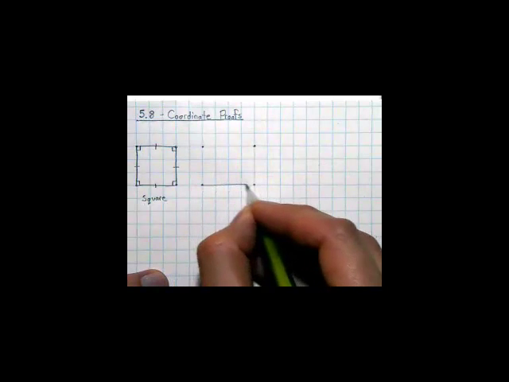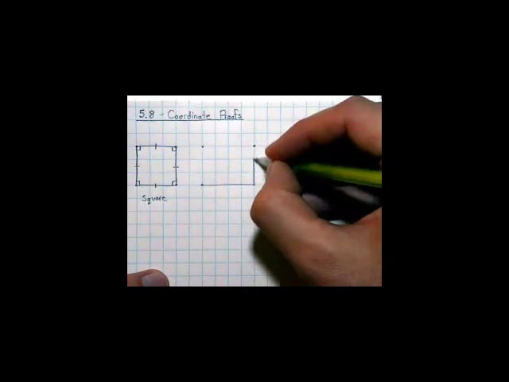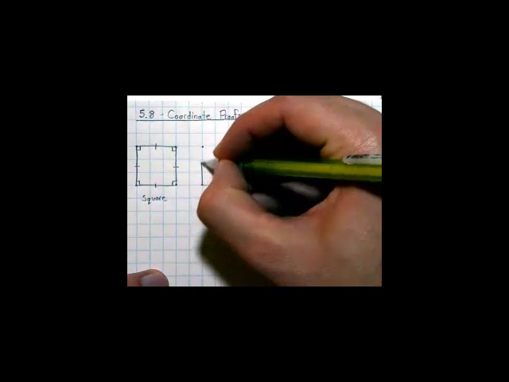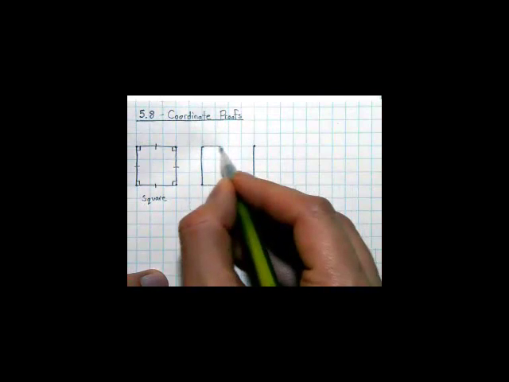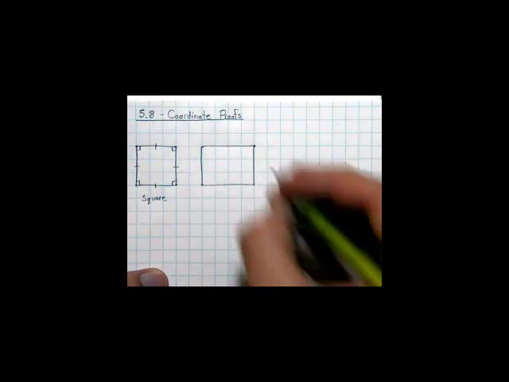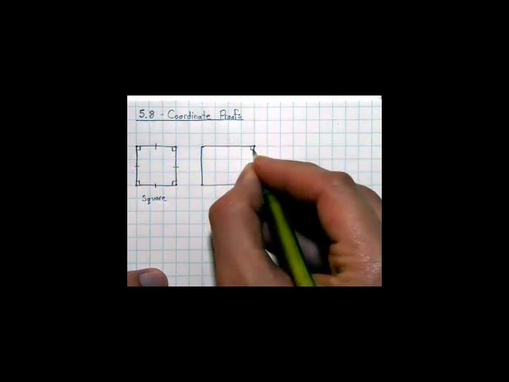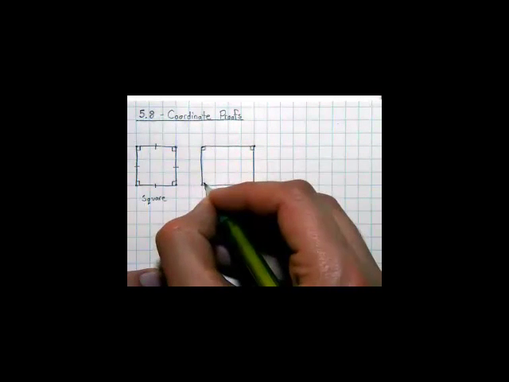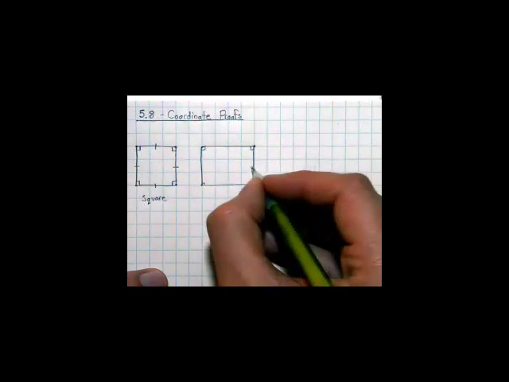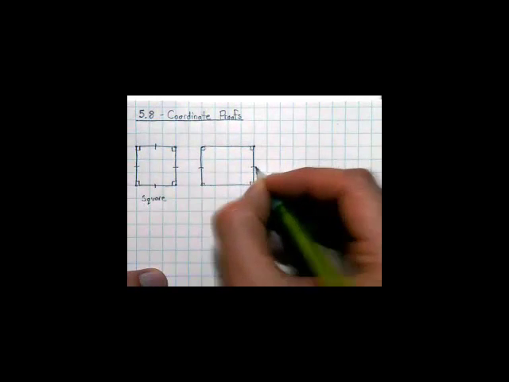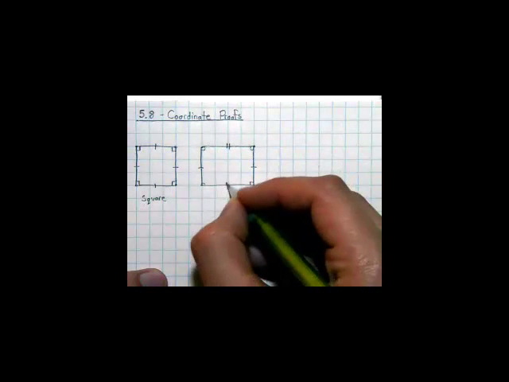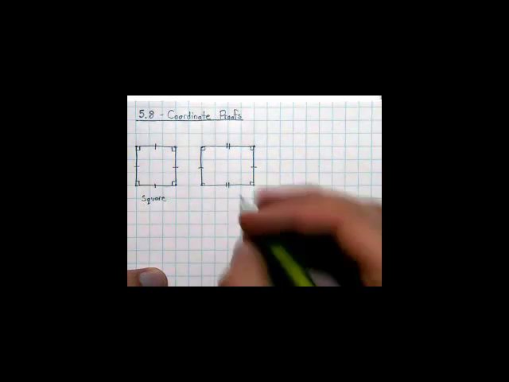The next quadrilateral that we will be investigating is the rectangle. Now in a rectangle, you also have 4 right angles, but the opposite sides are the same length. So not all 4 are the same anymore. These 2 are the same, and those 2 are the same.